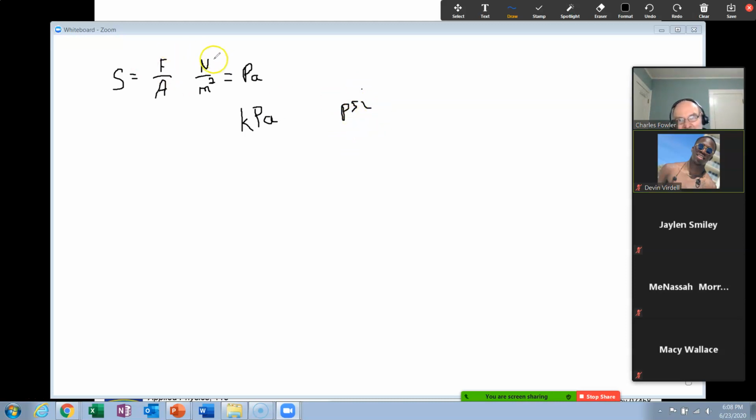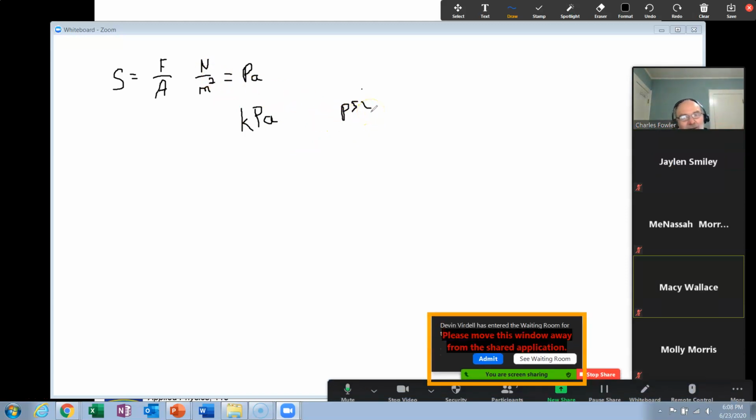Just like this is a newton, that's a measure of force, divided by an area, square meter. A pound is a measure of force. By the way, a pound is much bigger than a newton, but a square inch is tiny compared to a square meter.